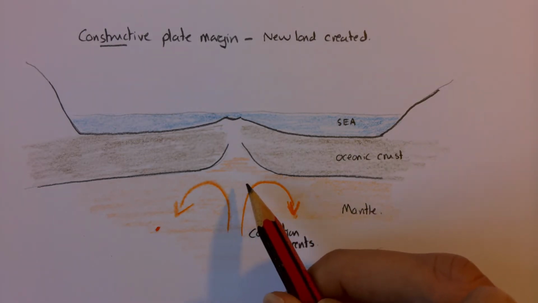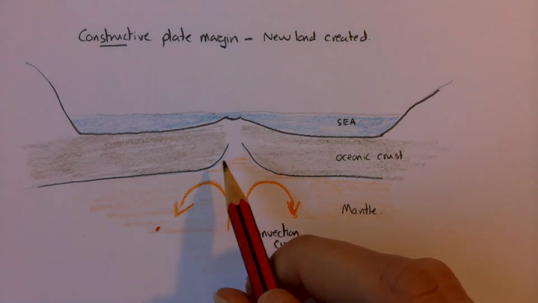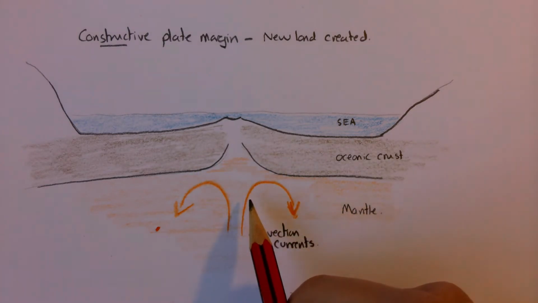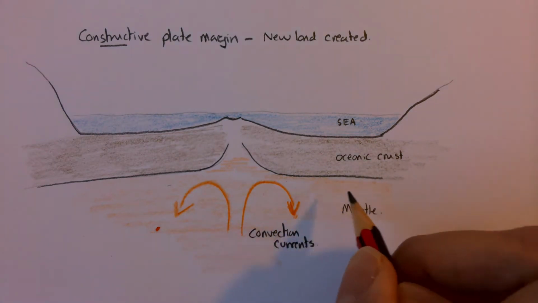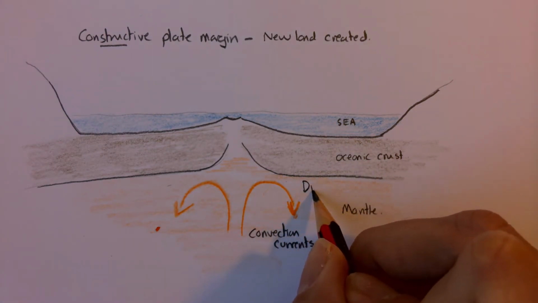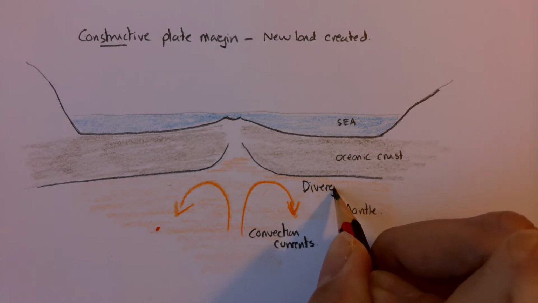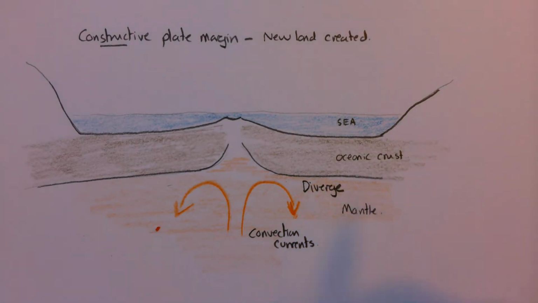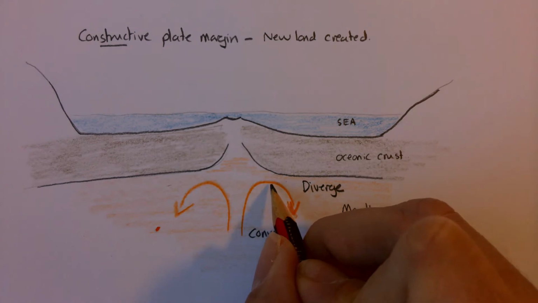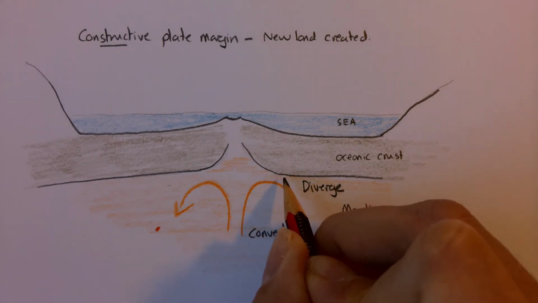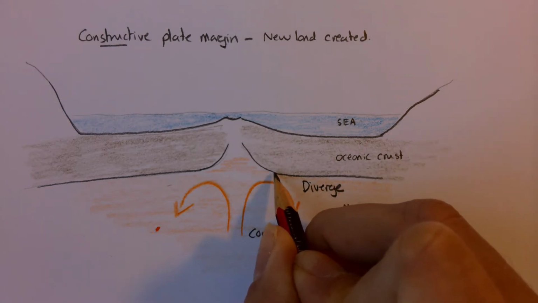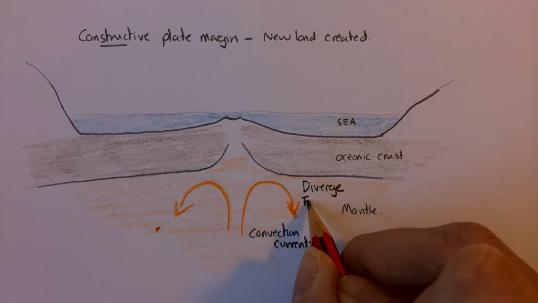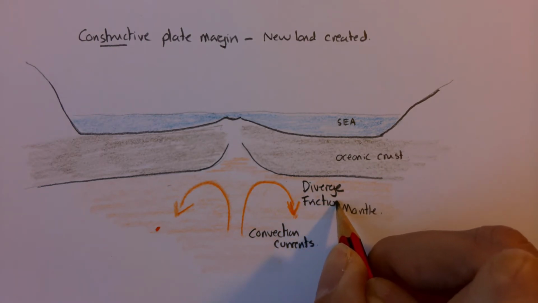These convection currents, when they reach the oceanic crust, are forced to go to either side. And we call that divergence. So they diverge, and because this is a very thick and viscous material, there is a lot of friction that occurs between the convection current material and the oceanic crust. So we have lots of friction.